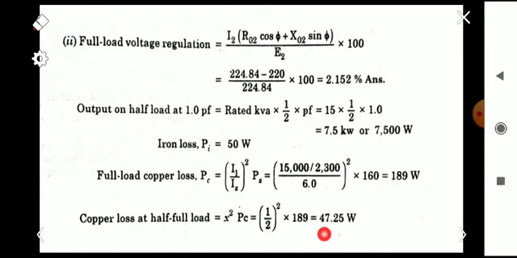watt. Okay, so don't make a mistake. This is the full load copper loss, and if you are asked to find the copper loss at half load, don't take the exact half of this 189, because the copper loss depends upon the square of the corresponding load. So here 1 by 2 is the corresponding load, so half square into 189 we obtain as 47.25. And after that, substitute the values here.